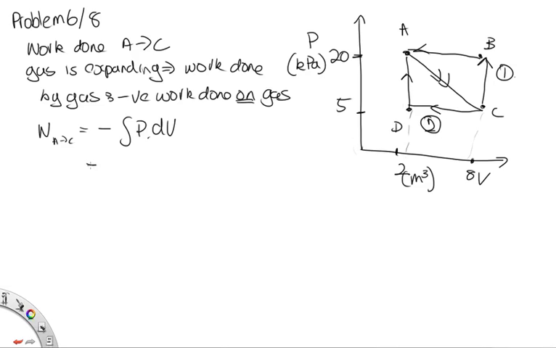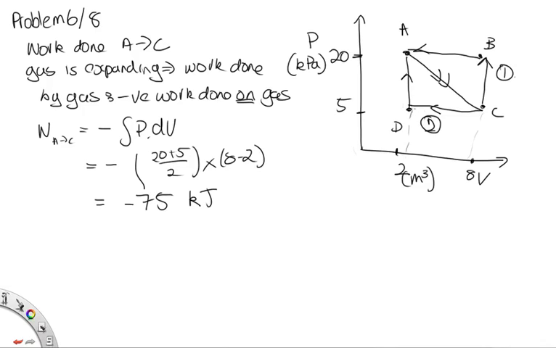So it's a trapezium. To get the area of the trapezium, we take the average of the 2 heights. So that's 20 plus 5 on 2. And then we times it by the width of the trapezium, which is 8 minus 2, which is 6. Doing that in our heads or on the calculator, and we end up with minus 75. Now, we would say joules because that's the units for work and energy, except that this is kilopascals, so we need to times it by 1,000, so that's kilojoules.